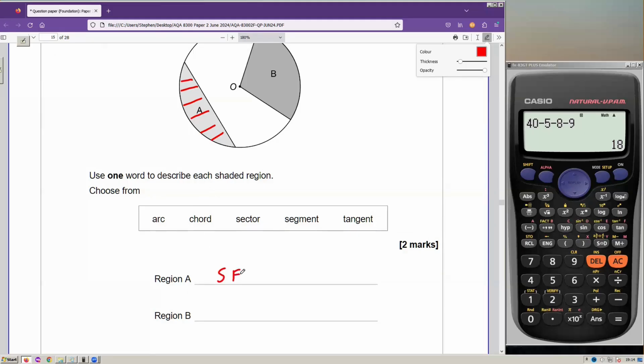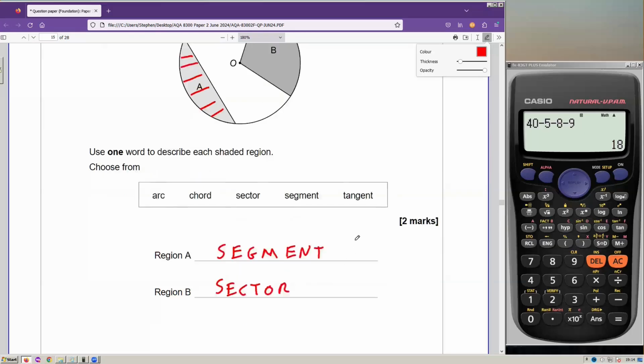So segment, how can we also chop a piece off? Segment, I just want a segment. And this one, region B, is called a sector, right? Think of it like a slice of cake. I'll have a sector of cake, thanks.